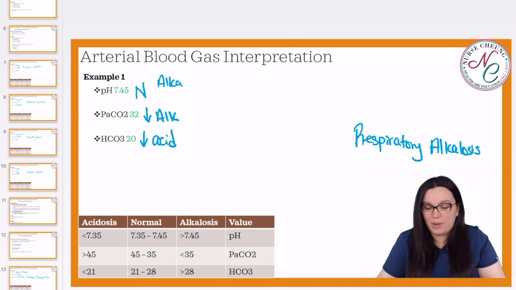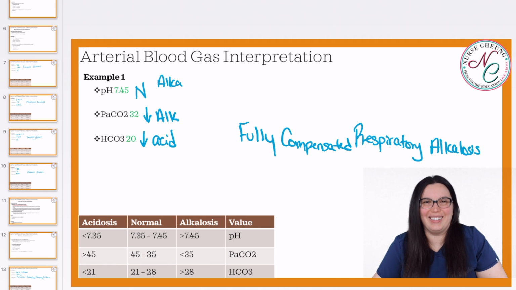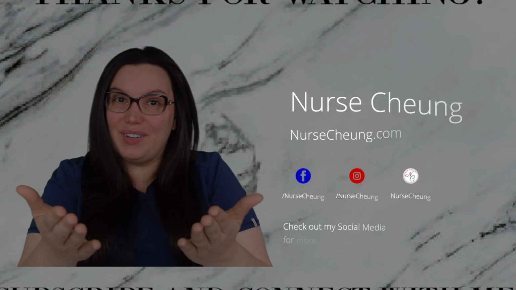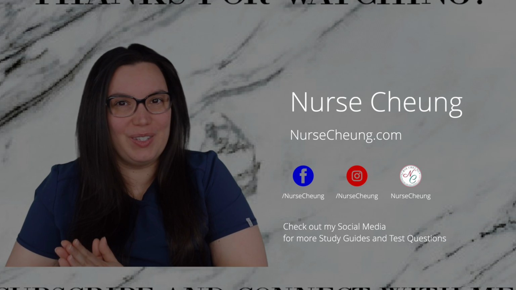So we can determine that based on this arterial blood gas, we have a fully compensated respiratory alkalosis.